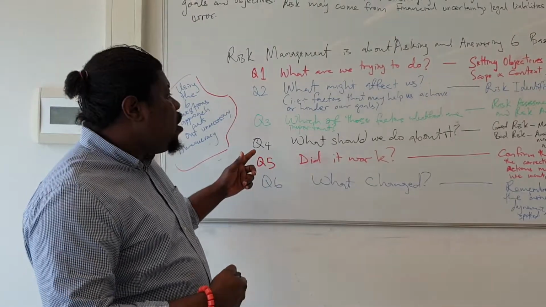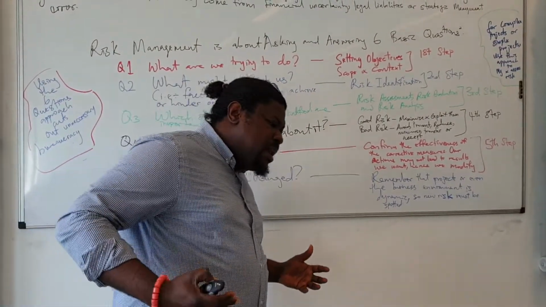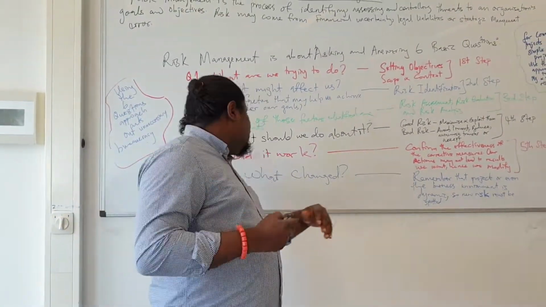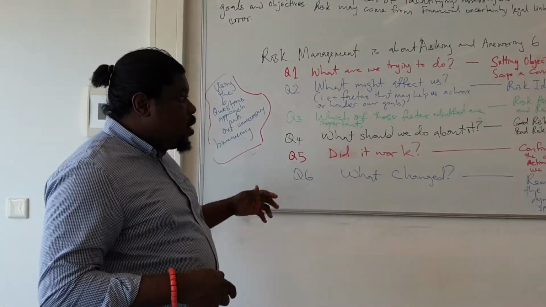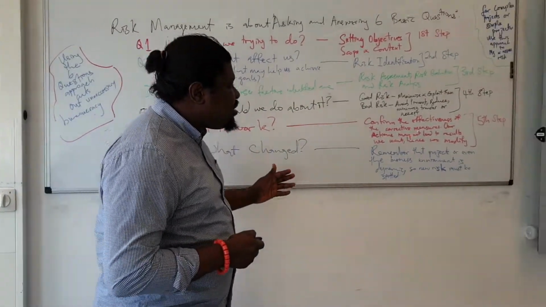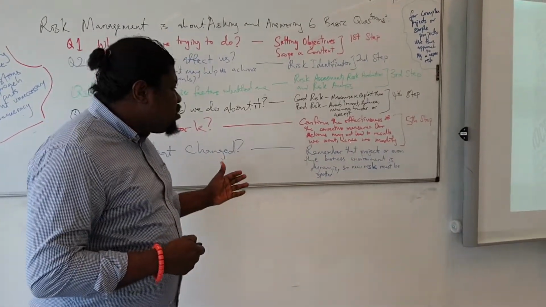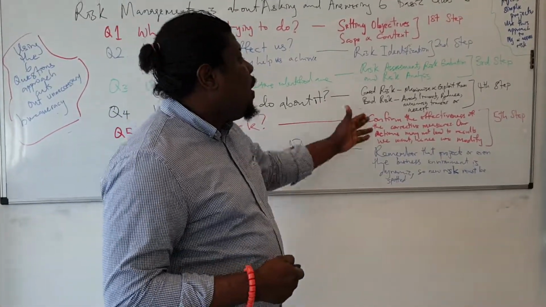Step number 4, what should we do about it? Good risk, maximize it and exploit the situation. Bad risk, avoid it, prevent it, reduce it. Question number 5, did it work? Here you confirm the effectiveness of the corrective measures. Our actions may not lead to the results we want, so we may have to modify.